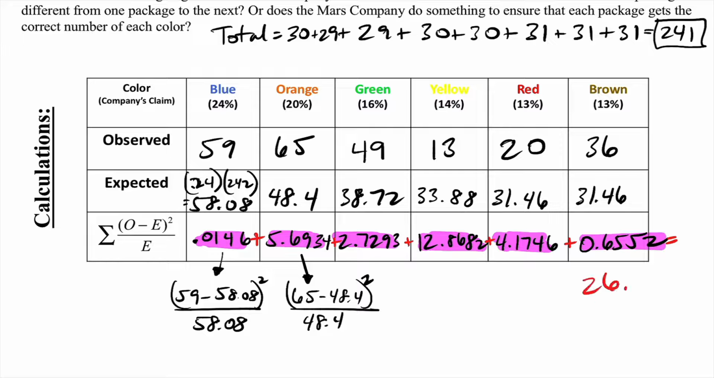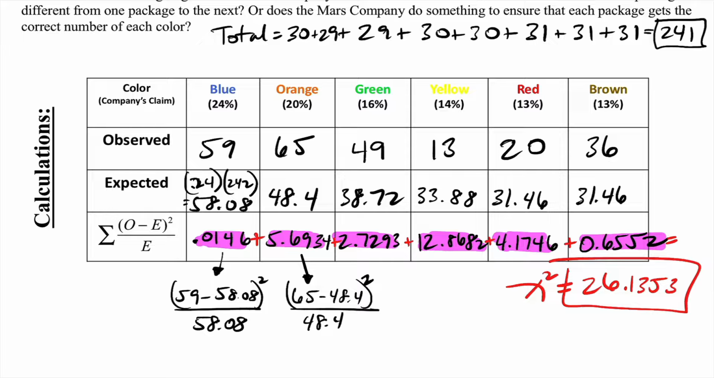So I got 26.1353. That's my chi-square. So my chi-square statistic, it's like a cursive X. When you're writing it, try to do a cursive X. Don't do a regular X because that's a variable. Chi-square, it's a letter, but it's not an X. It's a chi.